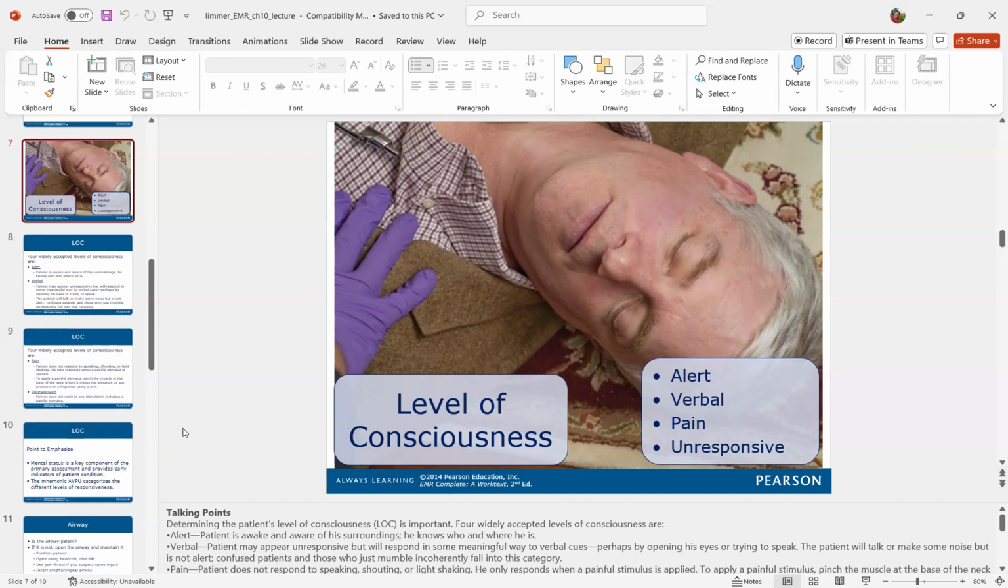If they don't, and they're laying there, we work our way down through this. The next stage is verbal. Patient may appear unresponsive, but will respond in some meaningful way with a verbal cue. So, hey, are you okay? They open their eyes. The patient might talk or make a noise. If they're not alert, they might be confused or just jumble incoherently, but they open their eyes and are looking at you. That would be verbal.